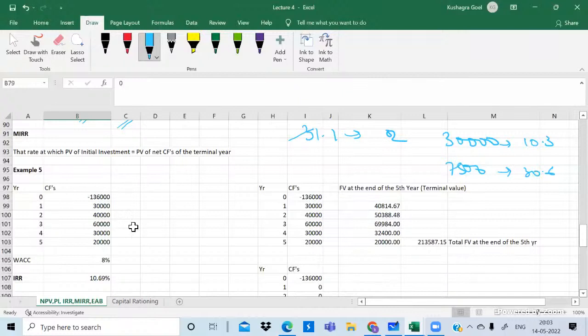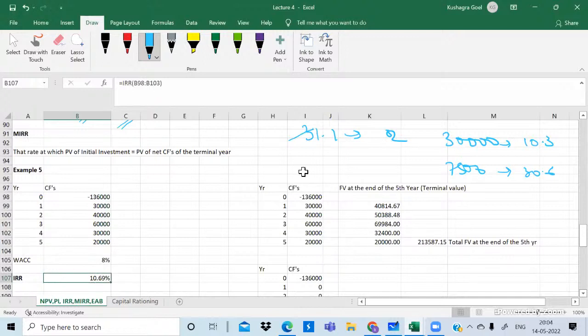So let's say I've got these cash flows. In the 0th year, I'm spending 1,36,000. And then from the 1st year till the 5th year, I've got these cash flows: 30,000, 40, 60, 30, 20. I've got a cost of capital of 8% and I've got an IRR of 10.69%. So again, if I just look at IRR, this project seems to be good because return is 10.7%, cost is 8%, fine. Now in this question, I don't have multiple inflows and outflows, so I'm just getting one IRR. But let's say if I get multiple inflows and outflows, I'll get multiple IRRs.